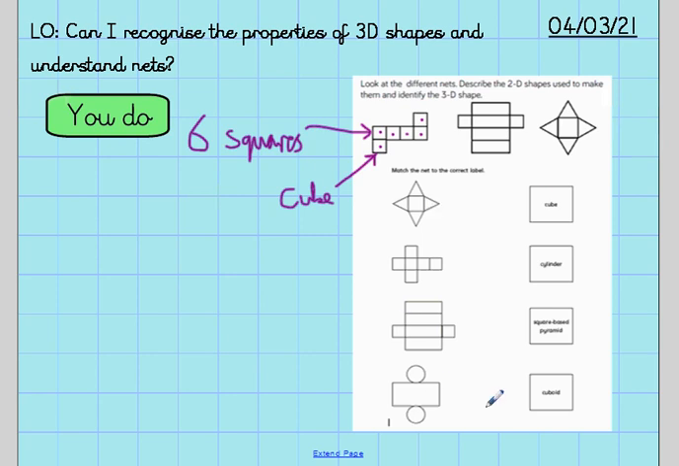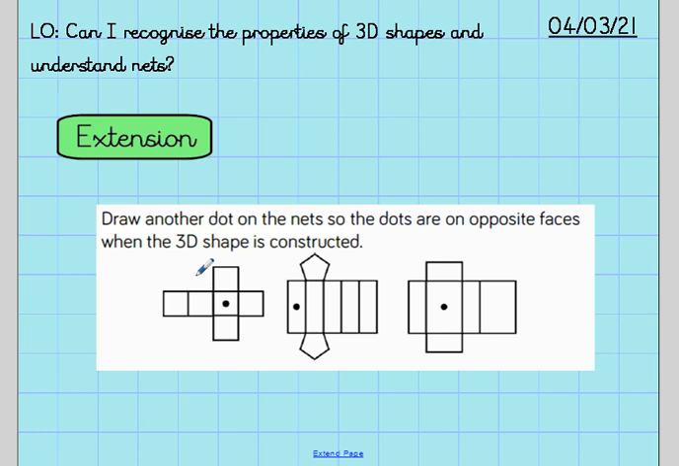And then there's a matching activity to have a go at: match the net to the shape that it creates. And an extension as well, thinking about if we folded these up, where would the opposite faces be? If you built those, which of the faces would be directly opposite each other? So the worksheets are on there. Have a look at those 2D and 3D shapes today, the 3D shapes of the nets, and I look forward to seeing that on Class Dojo.